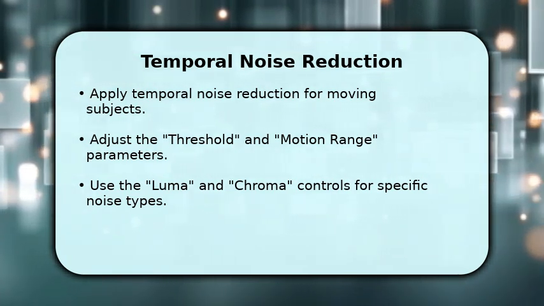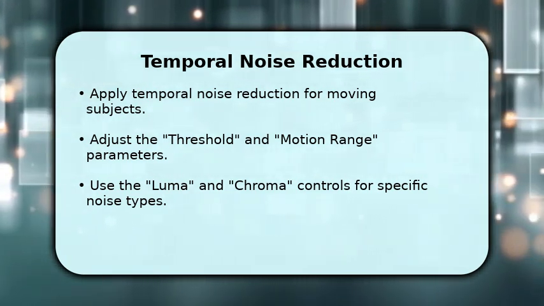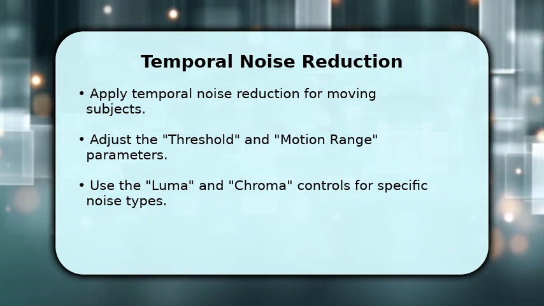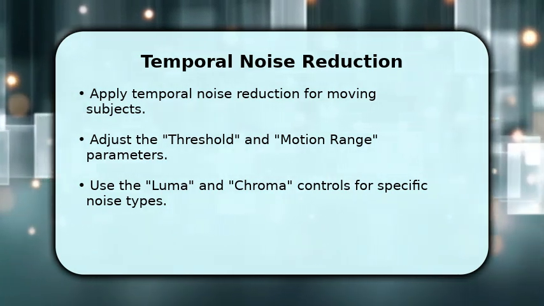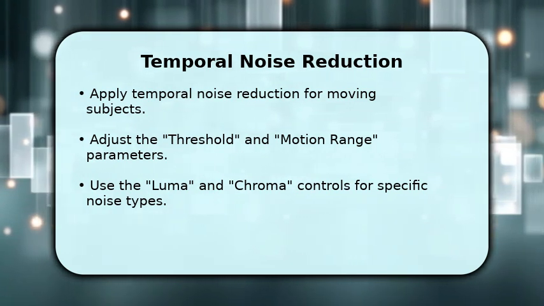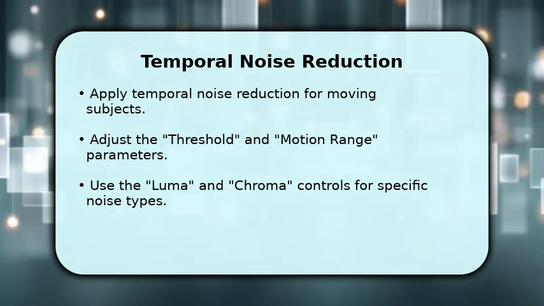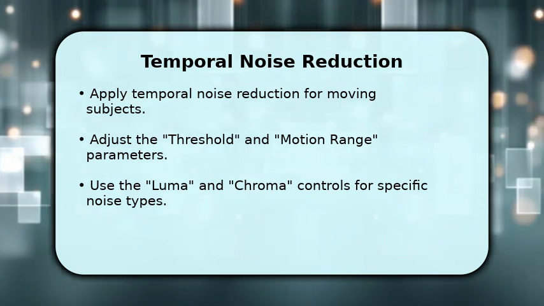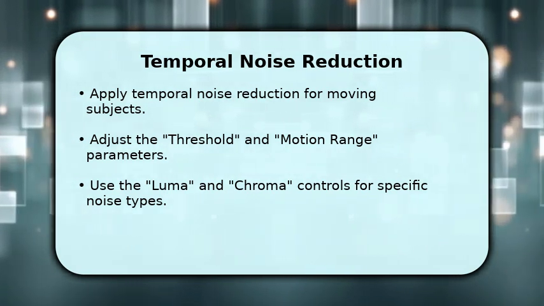Start by increasing the temporal threshold gradually, perhaps to around 5 or 6, to see its effect. Adjust the motion range to fine-tune how much motion is considered. Remember to toggle the bypass button to compare your results and avoid overprocessing.